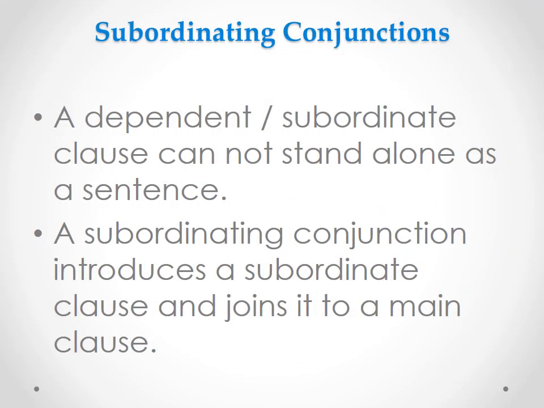So that's why it is also a dependent clause. Now next, subordinating conjunctions. What are these? A dependent subordinate clause cannot stand alone as a sentence. A subordinating conjunction introduces a subordinate clause and joins it to a main clause to give meaning to a sentence.